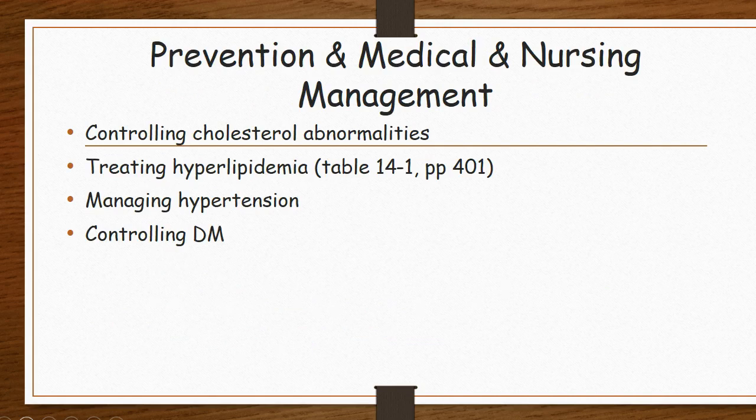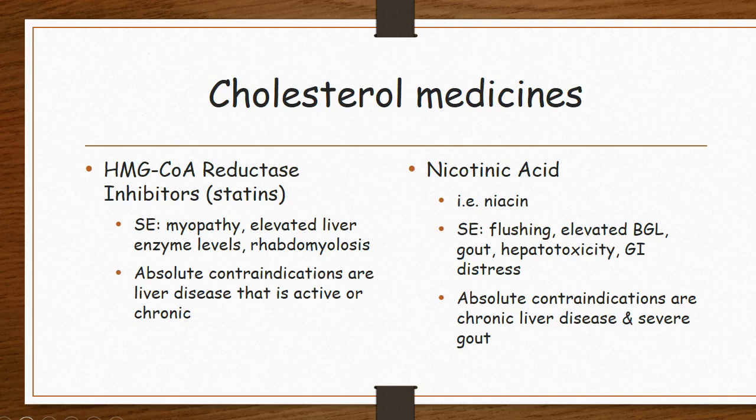So controlling cholesterol abnormalities, high cholesterol, there's a table in your book on page 401. You want to manage hypertension and control diabetes. So we talked today in class about statins, which are really HMG CoA reductase inhibitors, but it's much easier just to call them statins. The big thing that you need to remember with statins is that they affect the liver. So if you have liver disease that's active or chronic, you probably shouldn't be on a statin.